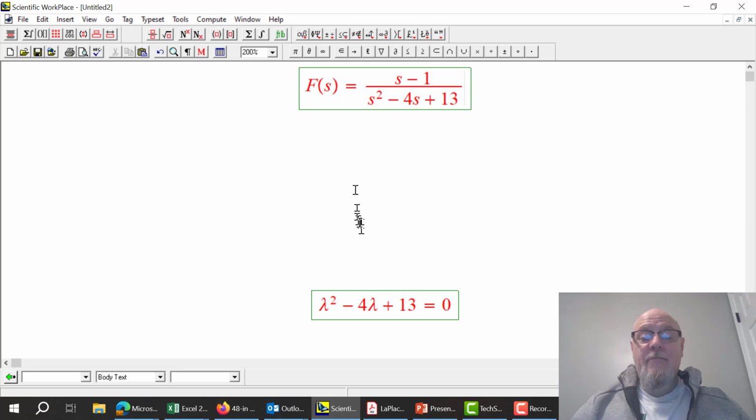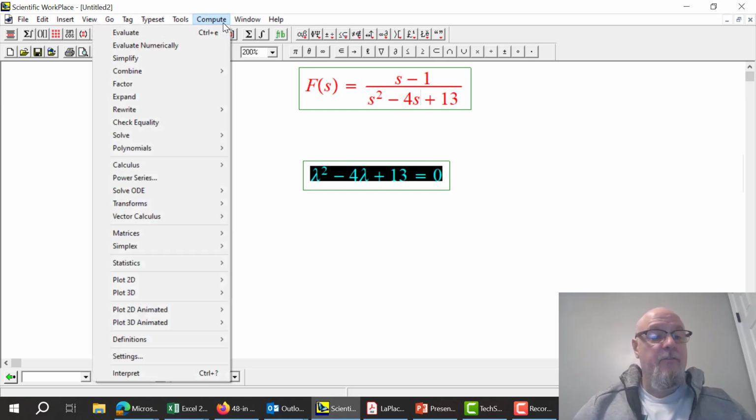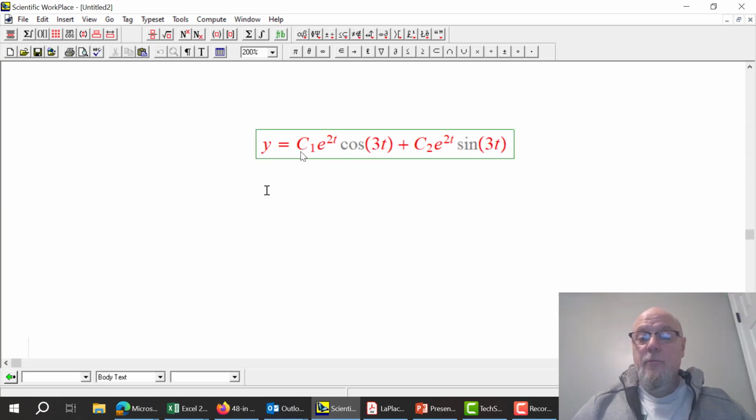Well, you know what? I've got down here the auxiliary equation, s squared, lambda squared, plus 4s, 4 lambda, plus 13. This would be the auxiliary equation, and that would match the bottom here. If I was solving for these eigenvalues to see if that bottom factors, let's go compute, solve, and I get complex conjugate eigenvalues, 2 plus or minus 3i. If my solution then was 2 plus or minus 3i for eigenvalues, my solution would look like this.